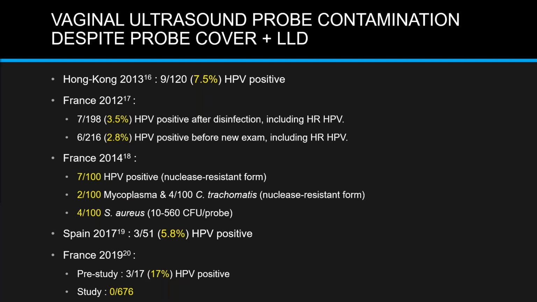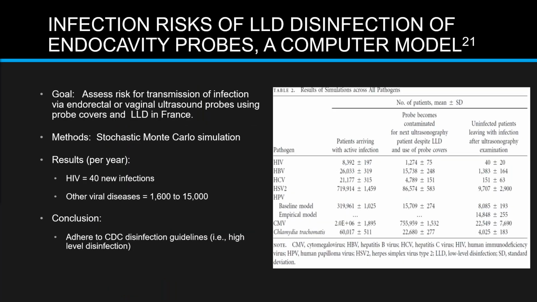But then you can see we have other problems as well, such as mycoplasma and Staph aureus infection being found on the probes, again, despite appropriate probe covers and low-level disinfection. So again, we need to emphasize proper cleaning and high-level disinfection. Here is a computer model of how important and what type of risks this represents for an entire country if you use low-level disinfection on endocavity probes.